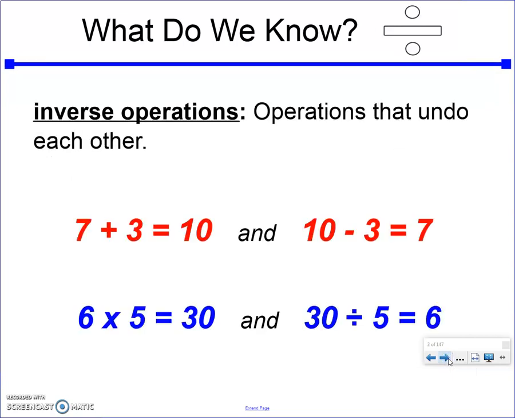We also know that inverse operations are operations that undo each other. Addition and subtraction are inverse operations. They undo each other. For example, 7 plus 3 equals 10. 10 minus 3 equals 7. Multiplication and division are also inverse operations. For example, we know 6 times 5 equals 30. 30 divided by 5 equals 6.